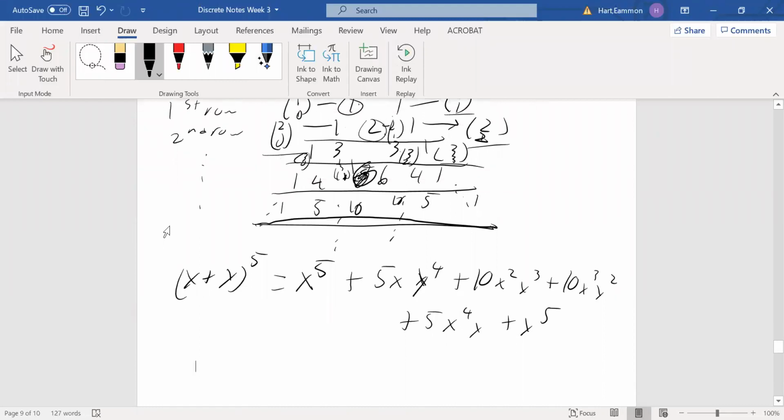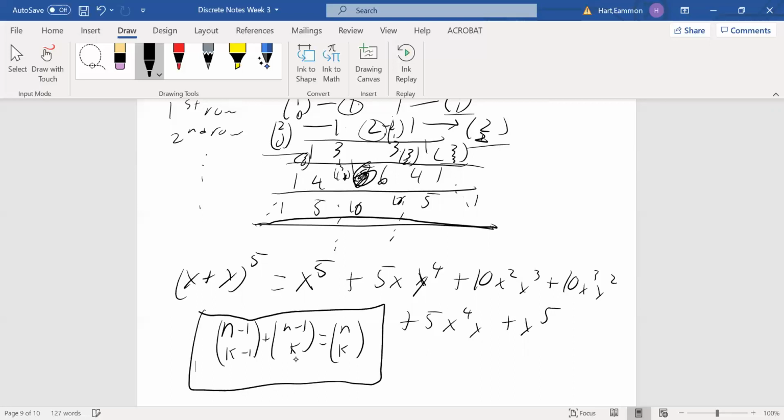And this is a result. The reason that we know that this holds true is because we can do it by induction using n minus 1 choose k minus 1, plus n minus 1 choose k, is equal to n choose k, which is in your textbook, and you guys do that.